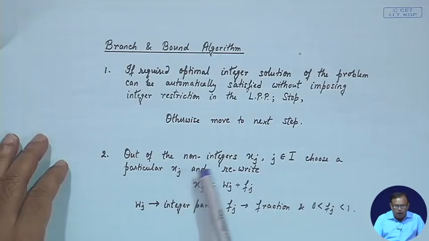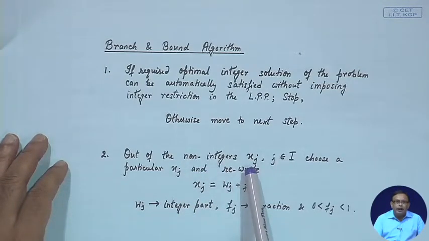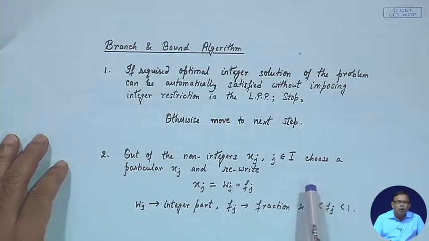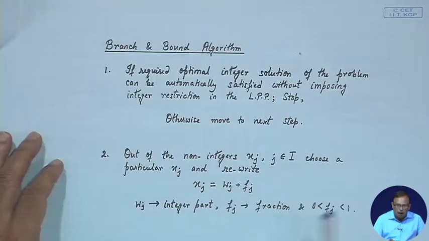Out of the non-integer xj's, j belonging to 1 to n, choose one particular xj and rewrite it in the form xj equals wj plus fj, where wj is the integer part and fj is the fractional part of xj, and obviously fj lies between 0 and 1.